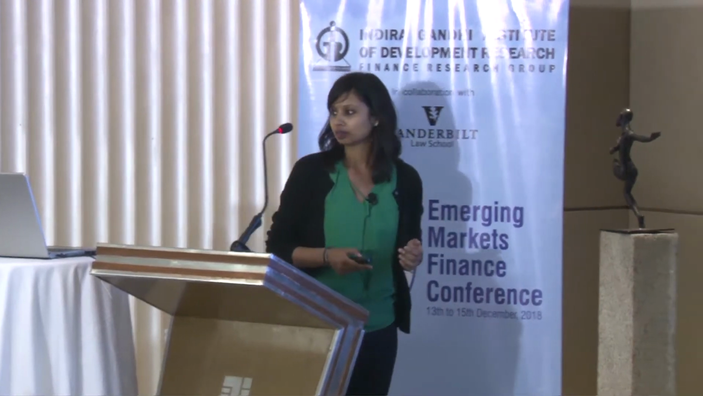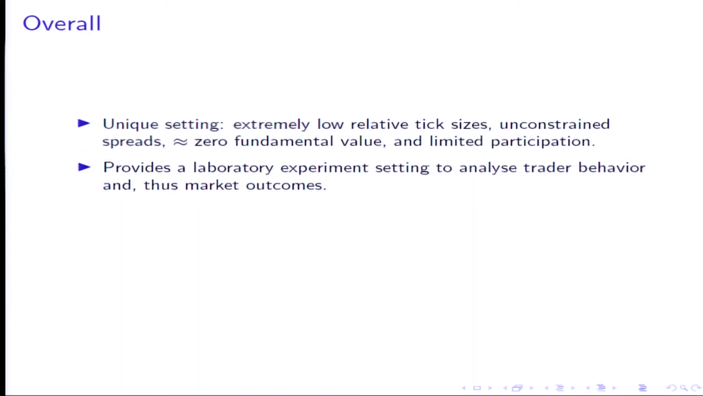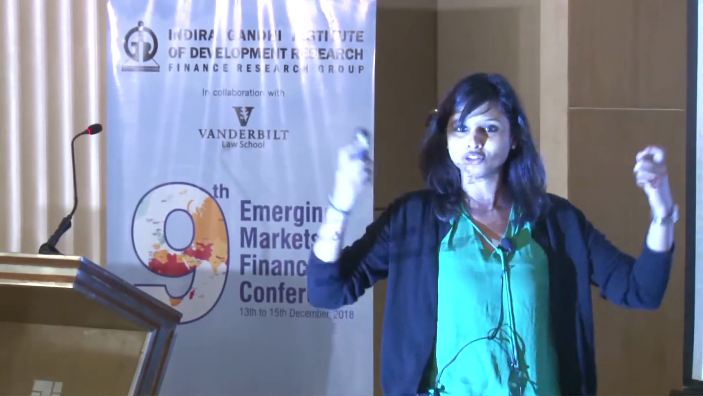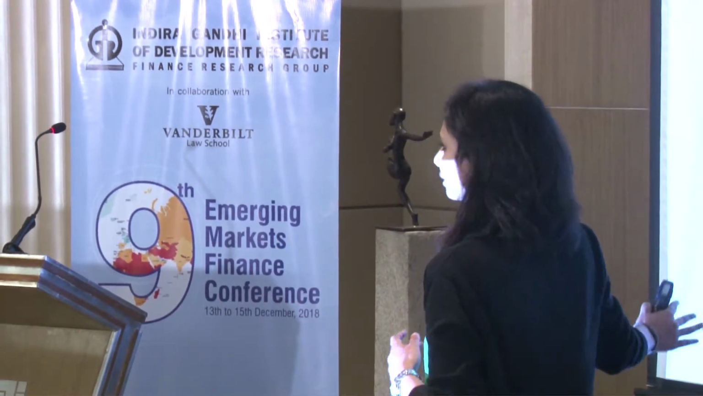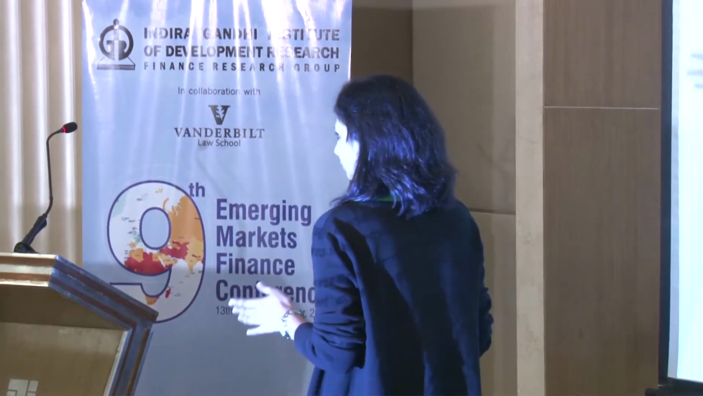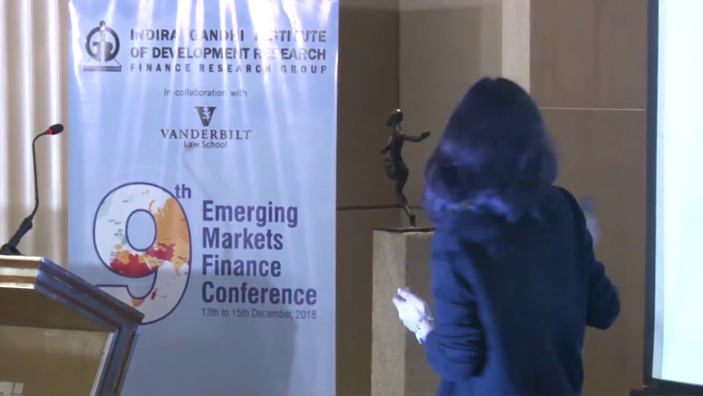Yeah. So as I said, it's a unique setting, extremely low relative tick sizes, unconstrained spreads, and with an asset which has almost zero fundamental value. We do not know what drives the value of the asset. It's primarily the order flow that's coming in, based on which people are trading, right? And limited participation. Now, even though we are saying that the findings can be replicated to forex markets, we know that the size of those markets is huge. And we have to worry about how many participants are actually in this market, and wonder whether the findings would actually hold in the forex market if we implement something like this.